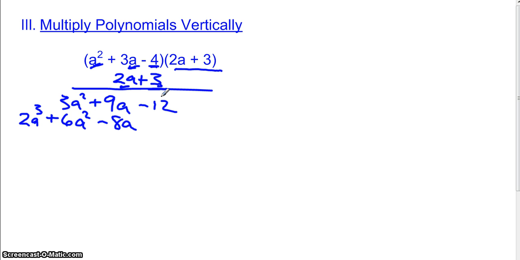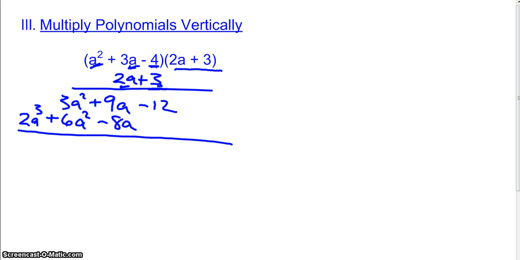So we don't have to put a plus sign in front of the 2a cubed because it is leading the way. So we know it's positive, right? So we just allow it to be 2a cubed. If there was something more to the left of it, we probably would put a plus sign there. Now we simply combine our like terms.